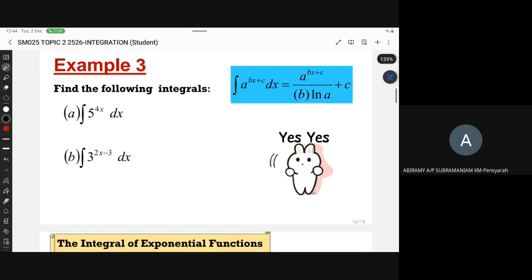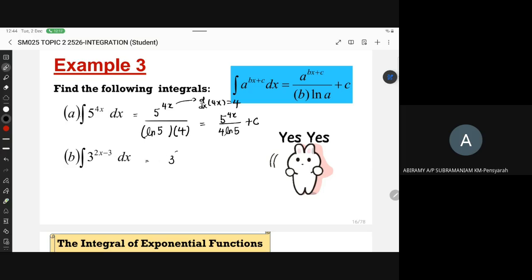Let's try the first question here, 5 to the power of 4x. What happens when we integrate 5 to the power of 4x? First, we copy back the question, divide by ln of the base, which is 5, and also divide by the differentiation of 4x. Differentiating 4x, we get 4. So the final answer for this will be 5 to the power of 4x divided by 4 ln 5, plus c.